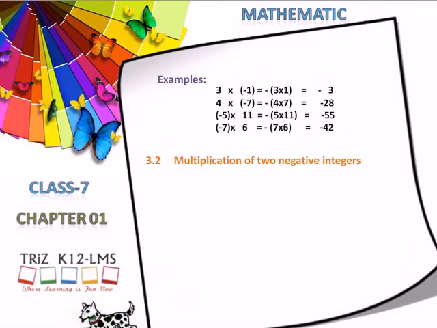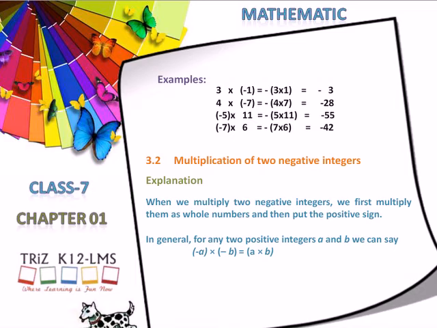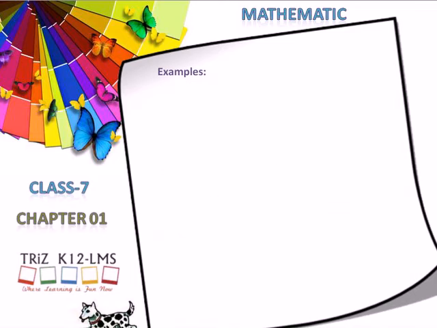3.2 Multiplication of two negative integers. Explanation. When we multiply two negative integers, we first multiply them as whole numbers and then put the positive sign. In general, for any two positive integers a and b, we can say minus a into minus b is equal to a into b. Examples. Minus 2 into minus 5 is equal to 10. Minus 3 into minus 9 is equal to 27. Minus 5 into minus 6 is equal to 30. Minus 9 into minus 8 is equal to 72.